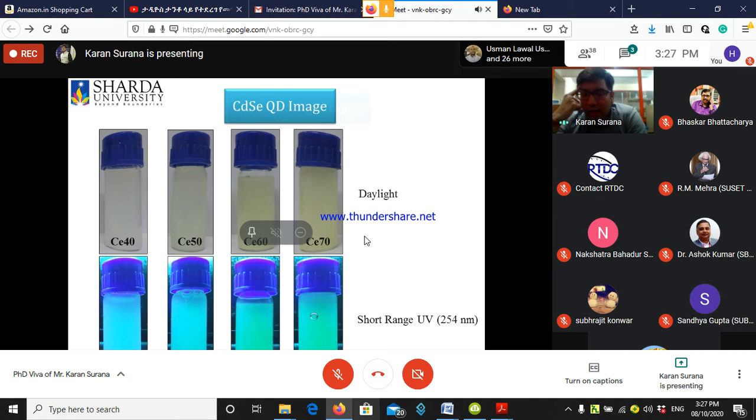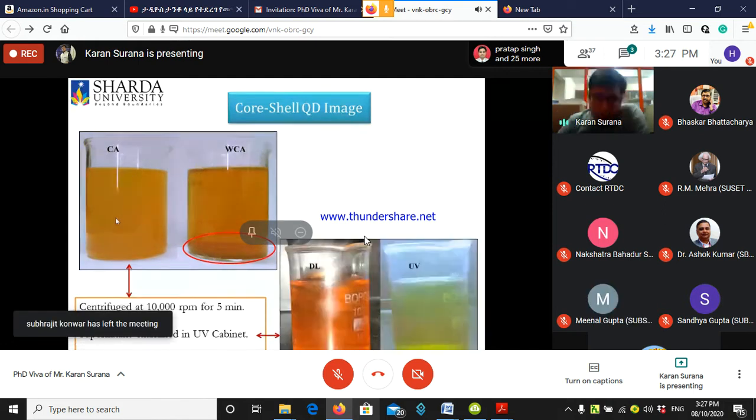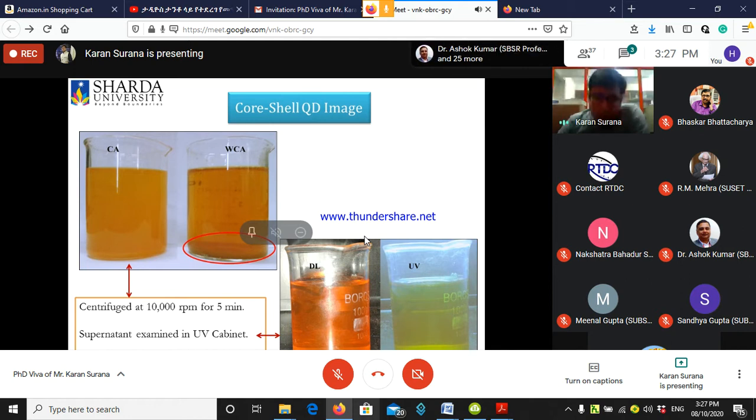For the core shell QD, this is the image of CA, the one with capping agent, and this is without capping agent. We can see that the WCA is darker in color, and a precipitate has formed at the bottom. This one was centrifuged again at 10,000 RPM for 5 minutes, and the supernatant was also colored. The supernatant was observed under short range UV light, and we can see prominent luminescence again here. The residue obtained after centrifuging was kept overnight in a vacuum oven at 50 degrees centigrade.